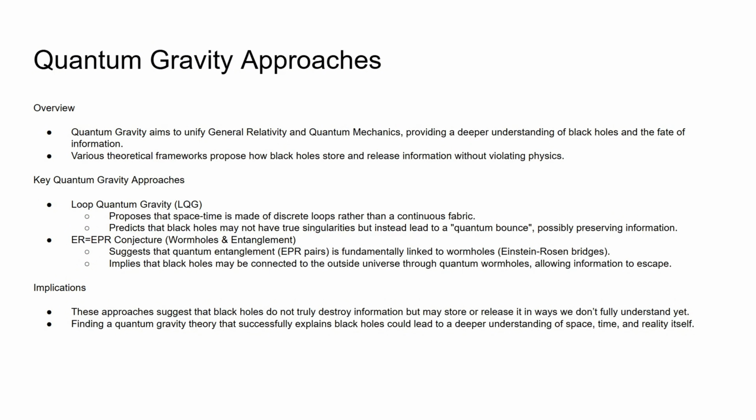And then there's the ER equals EPR conjecture, where quantum entanglement, or EPR pairs, are fundamentally linked to wormholes, or they're called Einstein-Rosen bridges if you're in the know, I guess. And it implies that black holes may be correlated to the outside universe through quantum black holes, like we talked about with the ringularities, that could allow information to escape through them.